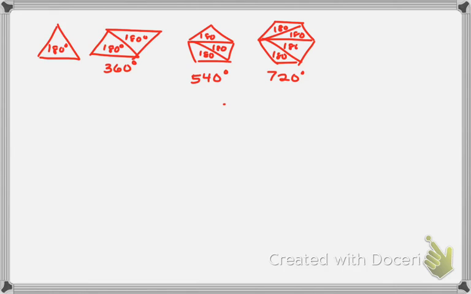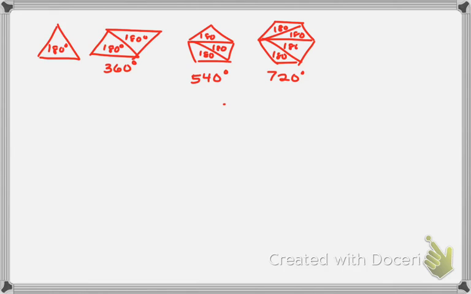What's the relationship between the number of sides the shape has and the number of triangles inside it? You're minusing 2, right? Here we had 3 sides. How many triangles? 1. Here we had 4 sides. How many triangles? 2. Here we had 5 sides, we had 3. Here we had 6 sides, and we had 4. So if I had 7 sides, how many triangles would be inside? 5. If I had 8 sides, how many triangles?